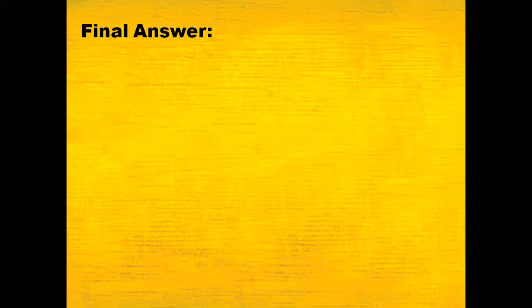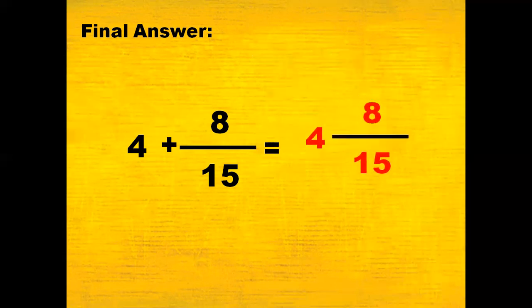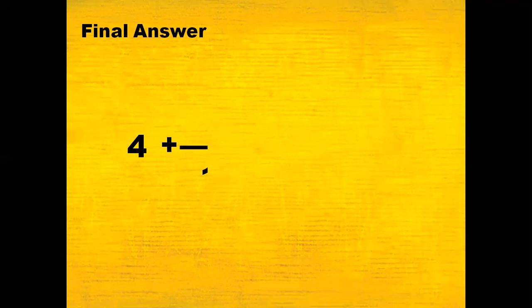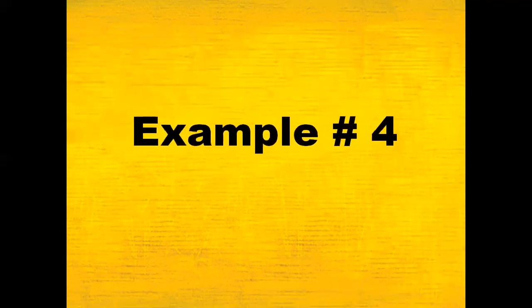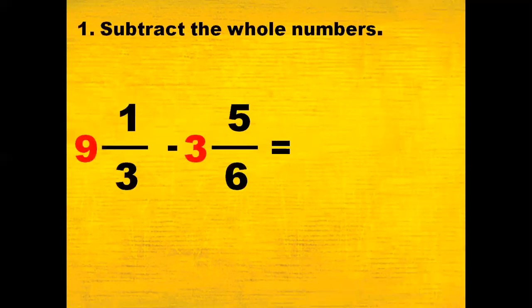So for the final answer, we have to add 4 as our whole number plus 8/15. 4 plus 8/15 is equal to 4 and 8/15. So the final answer is 4 and 8/15. Let's have example number 4.